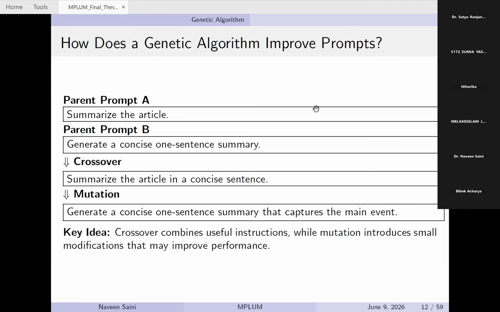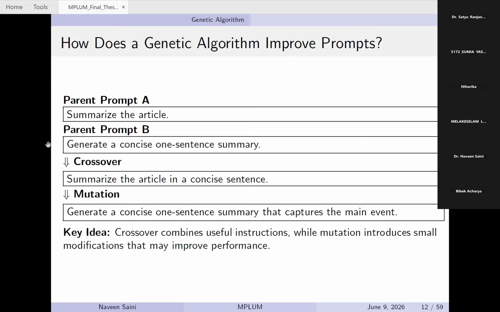Now I have discussed in one example how to apply crossover and mutation in terms of prompts, because our ultimate goal is to improve prompt quality, to find the best prompt to generate a good summary. Suppose prompt A is "summarize the article." Prompt B is "generate a concise one sentence summary."